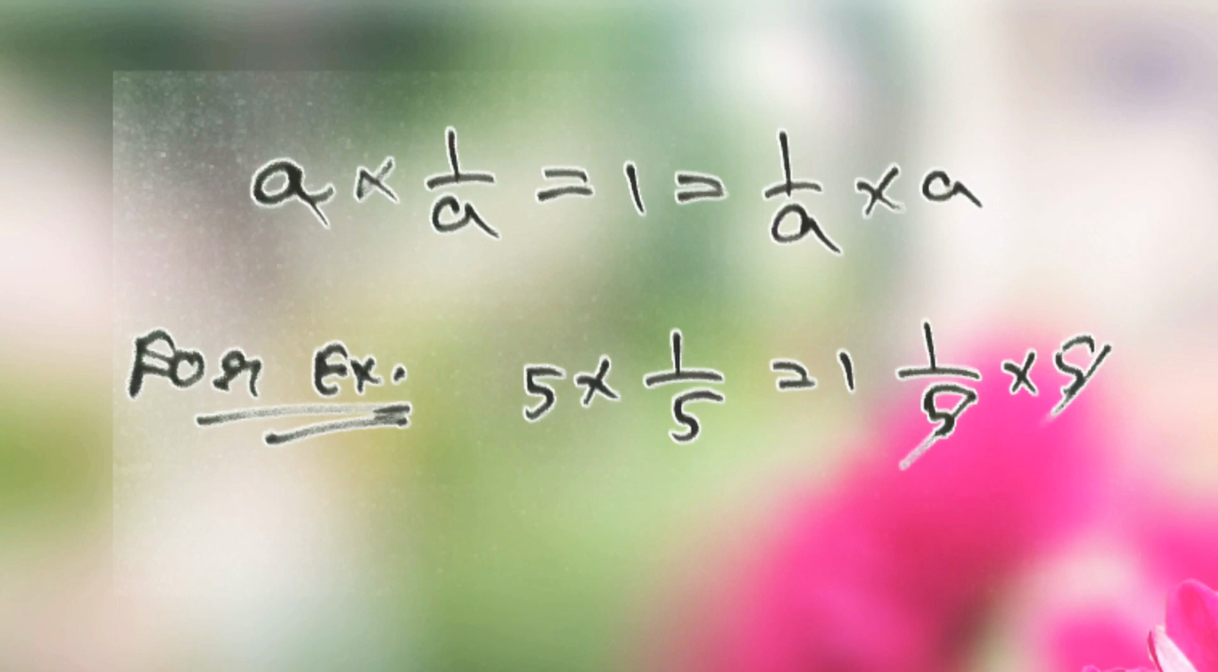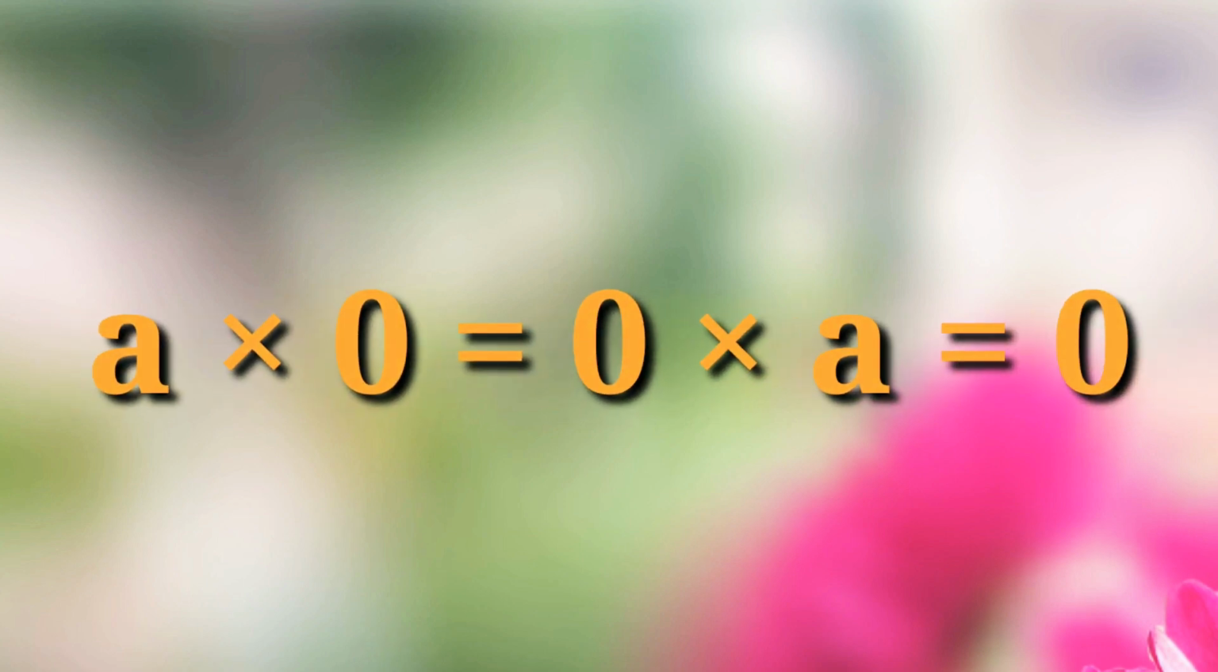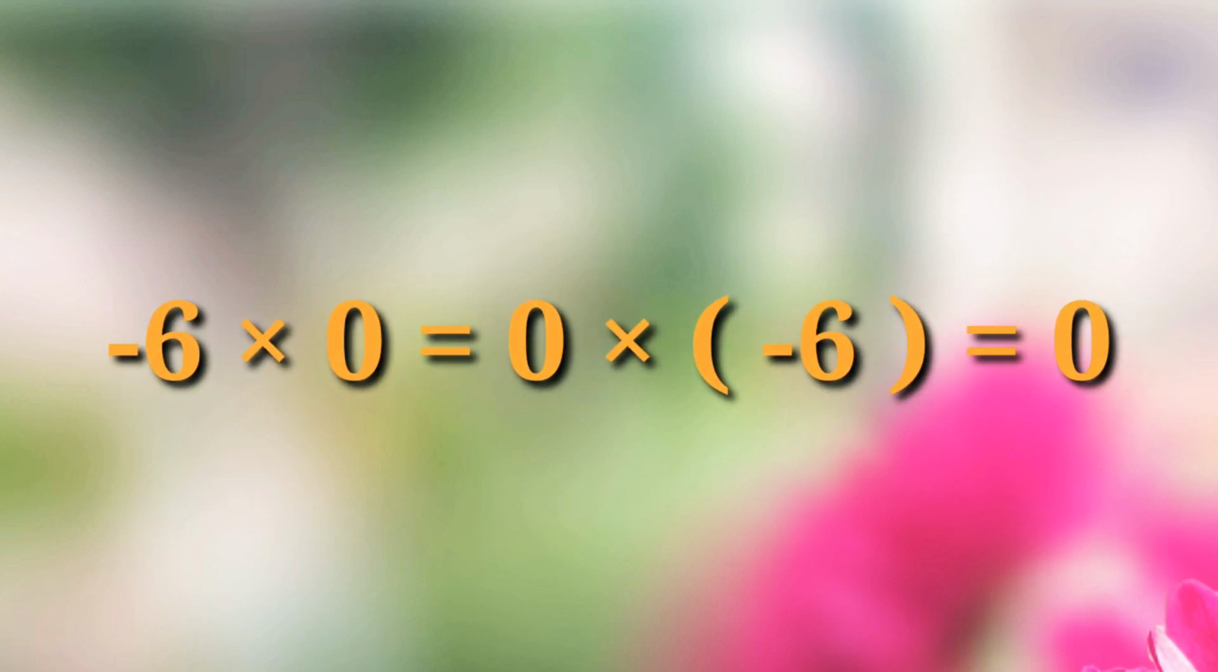So both sides answer is 1, and 1 is known as multiplicative inverse property. And next, that is property of 0. In property of 0, if you multiply an integer with 0 or 0 with an integer, then output will be 0. Example, minus 6 multiply with 0, answer will be 0. Or you can say 0 multiply with minus 6, answer will remain 0. This is known as property of 0.